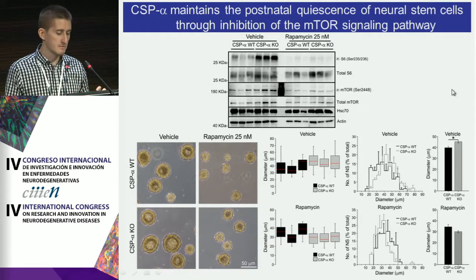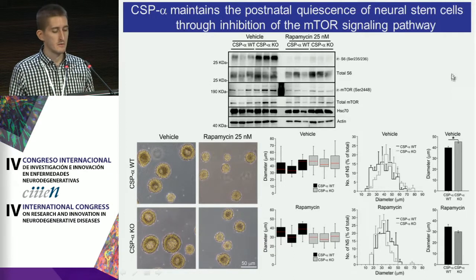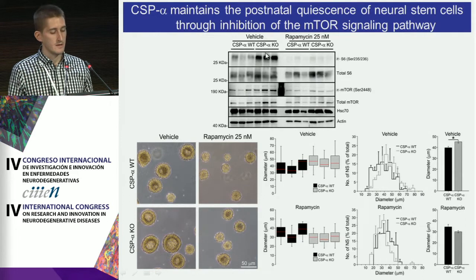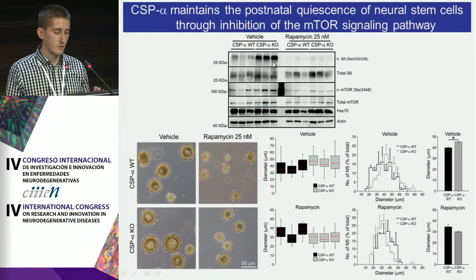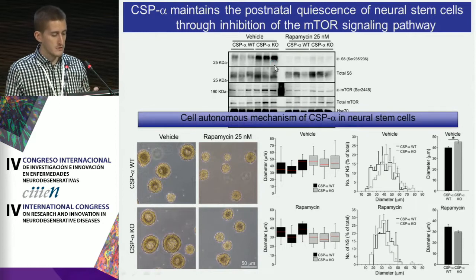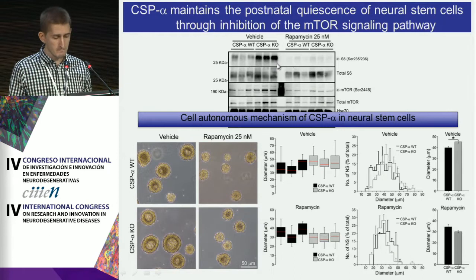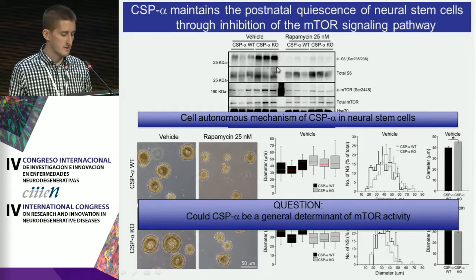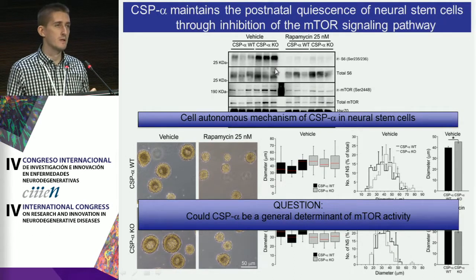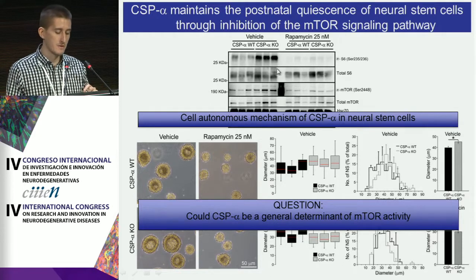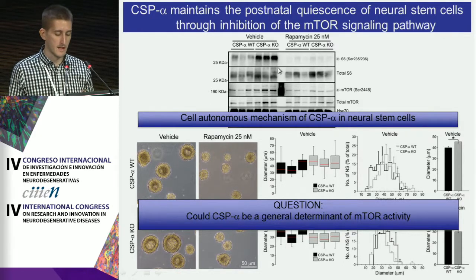CSP is important for the proliferation, and in fact, when CSP is absent from the neurospheres, they upregulate the mTOR signaling pathway, they overproliferate, and all of this can be rescued by rapamycin. So they have shown that this is an autonomous mechanism, and we were wondering whether or not this could be a general mechanism, not something specific of this cell type.